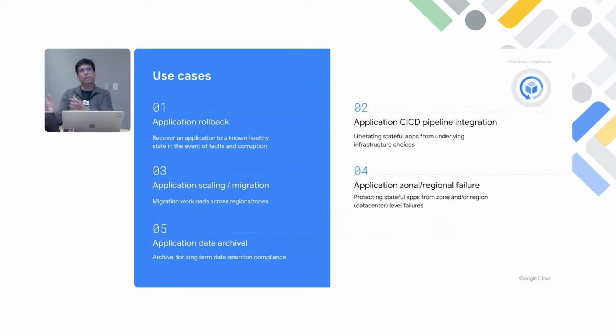cluster A to cluster B. I want to migrate my application from region A to region B, or I want to scale my application because I have a new set of users in a different geo, in a different region coming up. And then the classic use case of, I have a compliance requirement. I want to protect my application from zonal and regional failures.